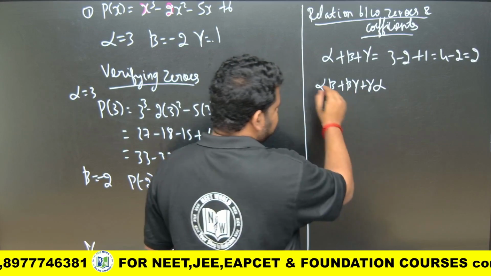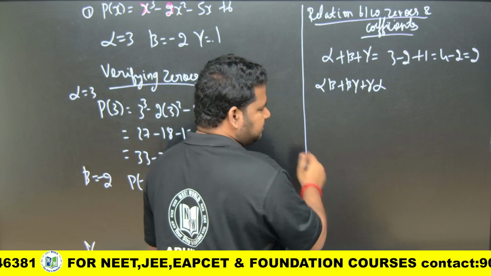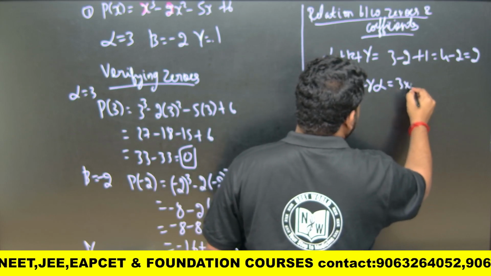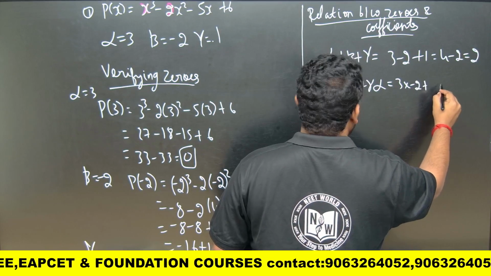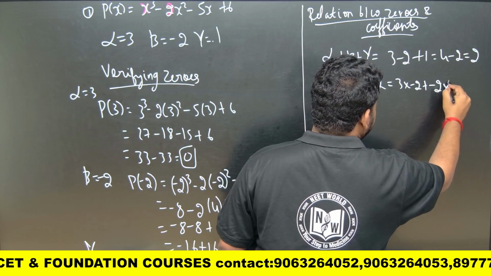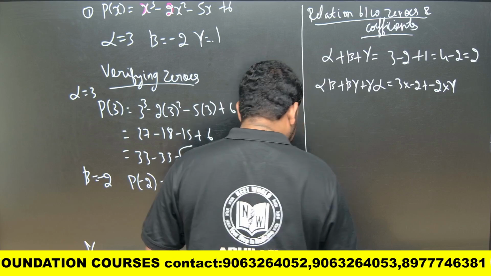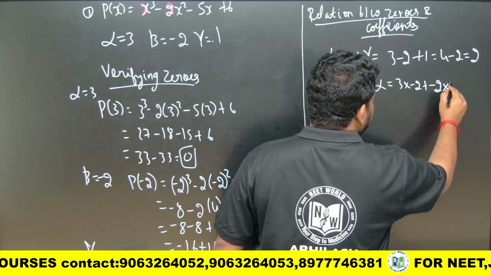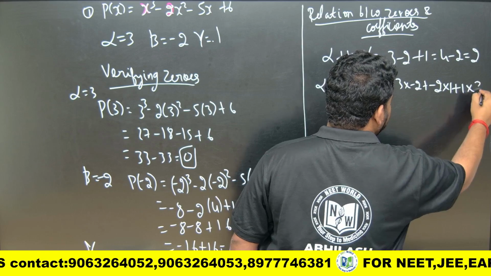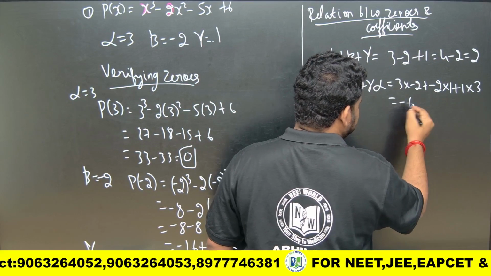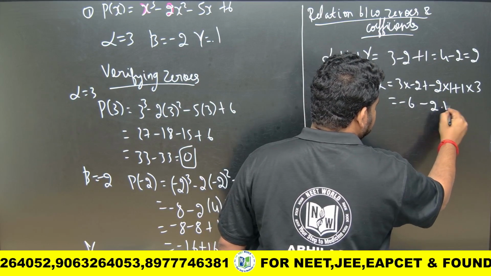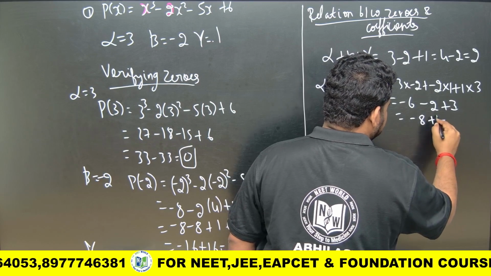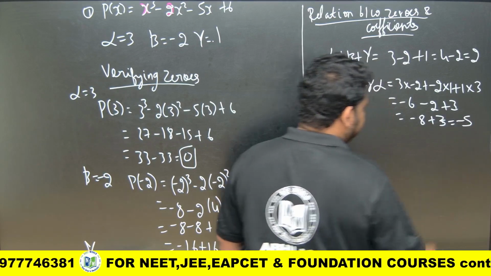Okay, you have to write the full form: sum of the zeros, product of the zeros taken two at a time, then product of the zeros. So this will become what, friends? Alpha into gamma is 3 into minus 2, plus gamma into beta, plus beta into gamma, plus gamma into alpha. So 3 into minus 2 is minus 6, minus 2, plus 3. So this will become minus 8 plus 3, that will be equal to minus 5.